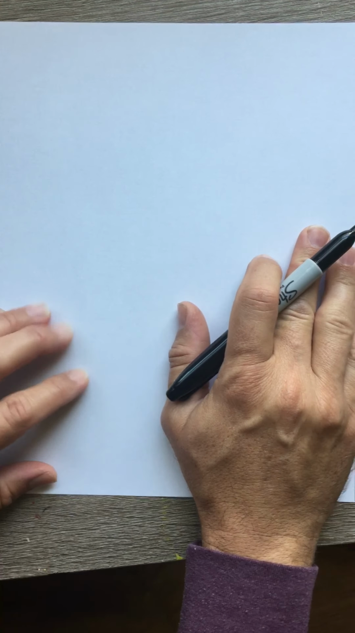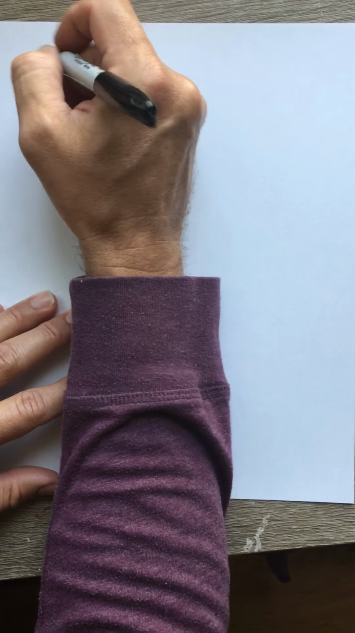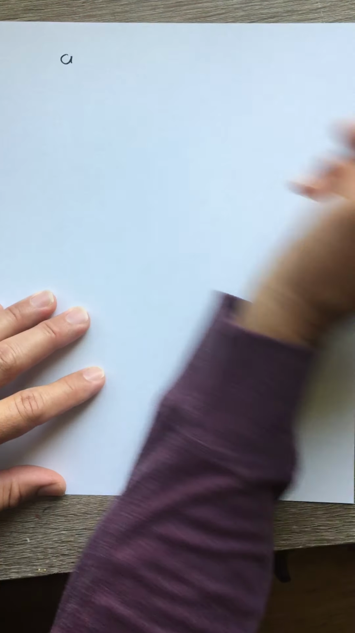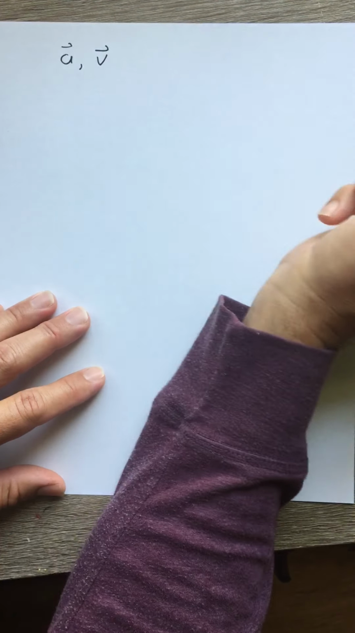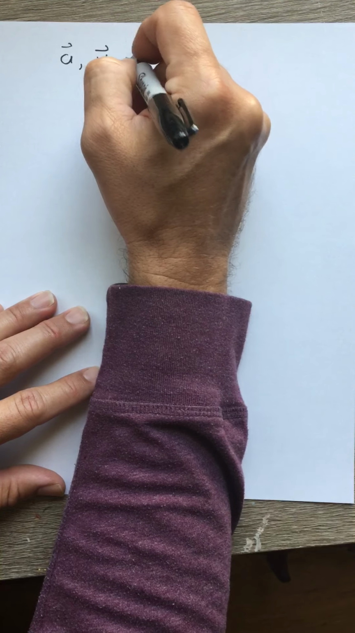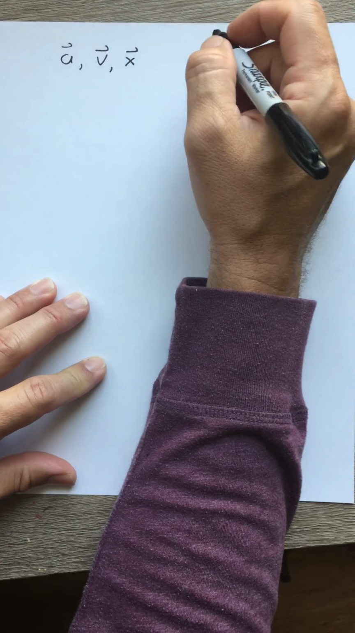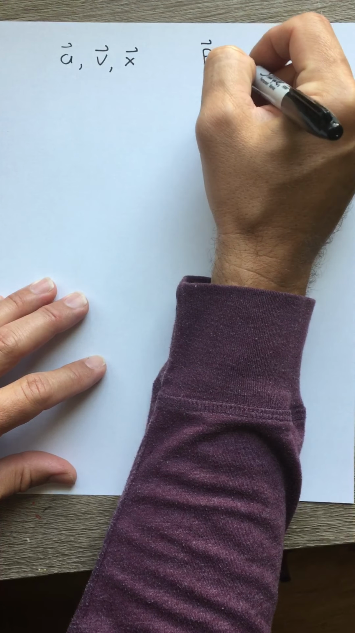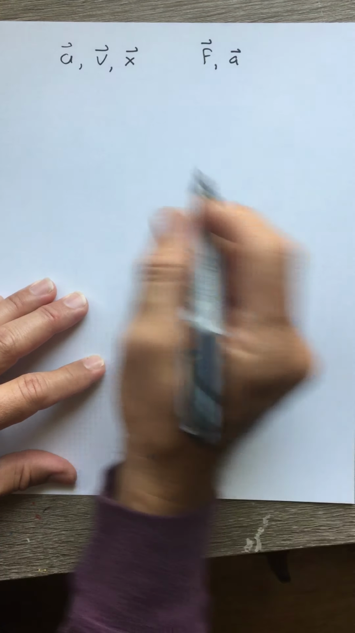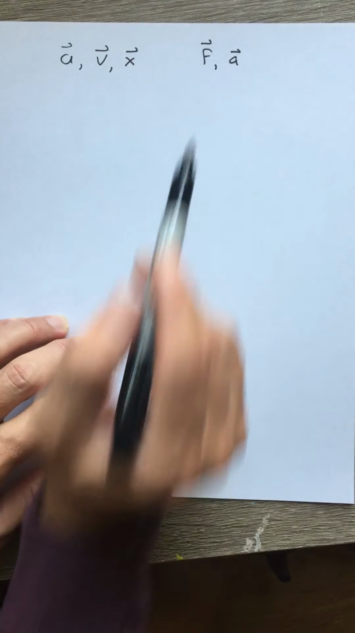To this point, if you're in my class watching this, we have seen explicit relationships between acceleration vectors, velocity vectors, and displacement vectors. We have also seen explicit relationships between force vectors and acceleration vectors, right? We have kinematics to give us these, and we have Newton's second law to give us these.